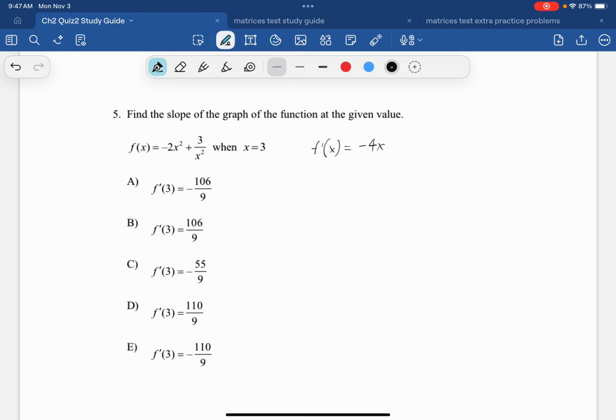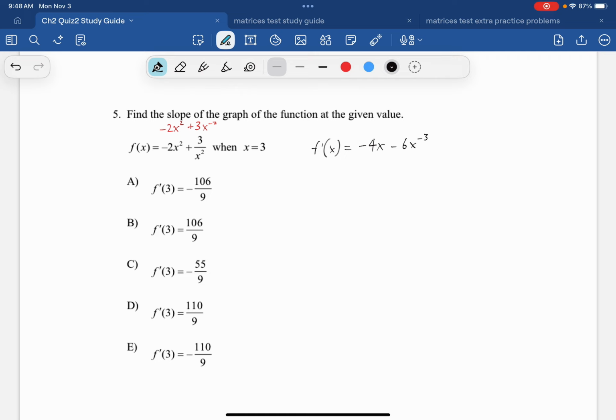And then here, let me first rewrite this as negative 2x squared plus 3 times x to the power of negative 2. That's always a good first step whenever you have a fraction with the power on the denominator, is to convert it to a negative power instead. That way we don't have to use quotient rule, we can just use power rule. So the derivative is negative 4x, and then plus 3 times negative 2, so negative 6x to the power of negative 3, just by power rule. Okay, negative 6x to the power of negative 3.